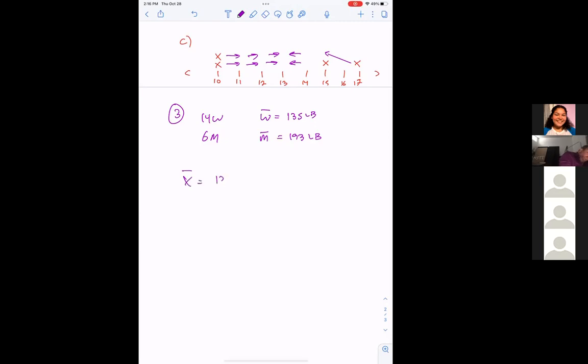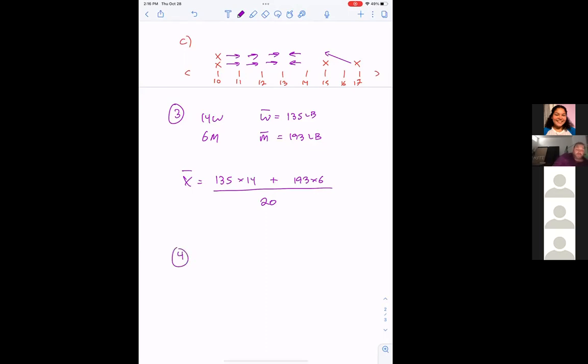What do we do with the 135 and the 193? We multiply 135 times 14, because there's 14 women. We multiply the 193 times 6 because there's 6 men. We add them together and then we divide by the total number, which is 20. I don't know offhand what that number is, but whatever it is will be the answer.